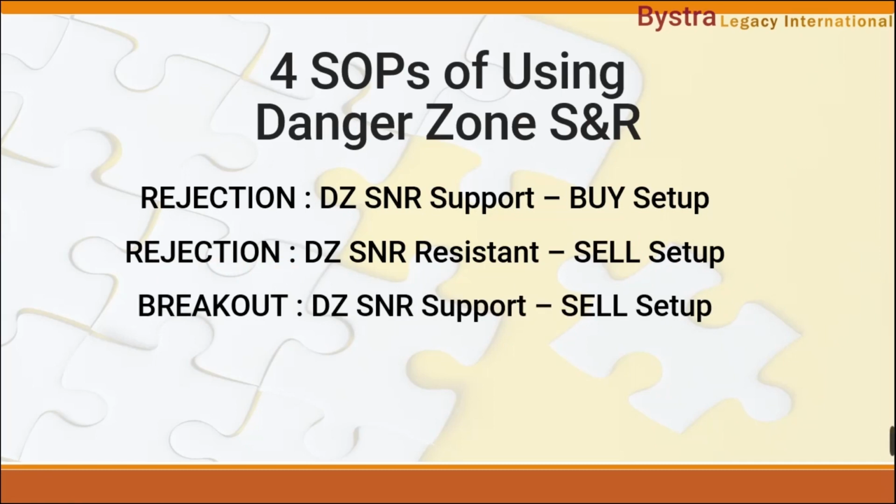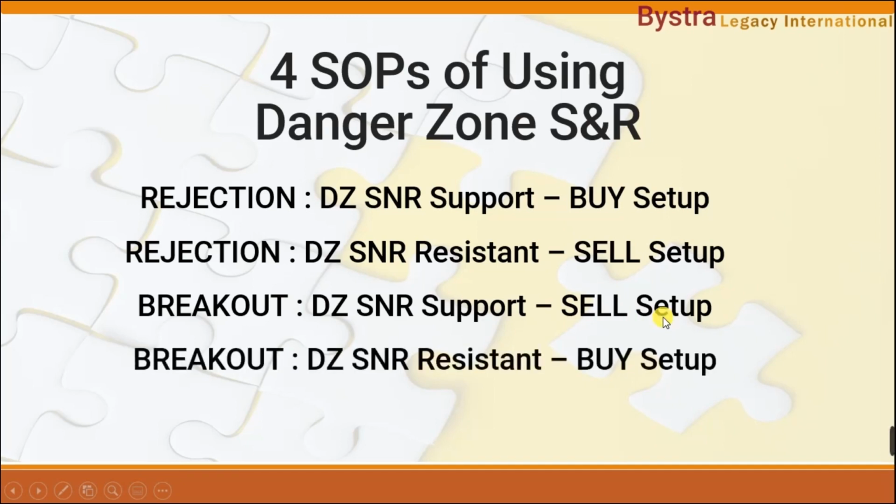The third: when the price comes into the danger zone SNR at the support, there is a breakout, and price comes back to test it as a new resistance, and there is a confirmation of rejection, then we will look for the sell setup. And lastly: when the price comes into the danger zone resistance, there's a breakout, and then price comes back to test it as a new support. When there is a rejection of the new support, then only we will look for the buy setup. So let's have a look at the SOP.